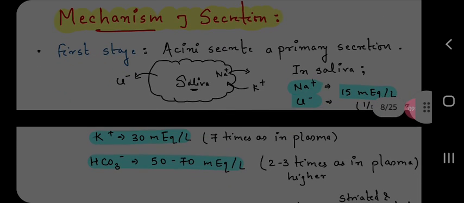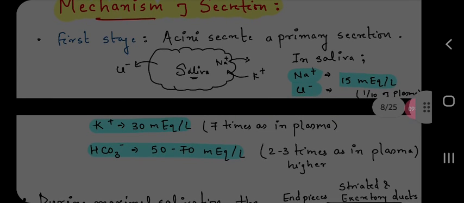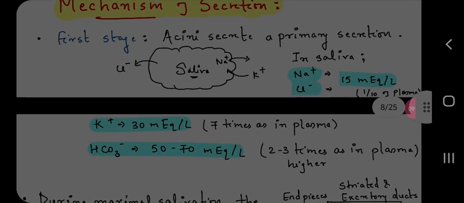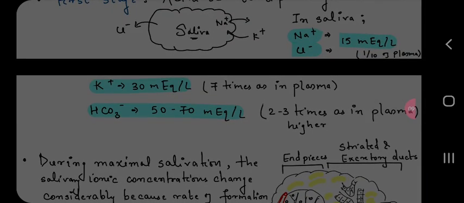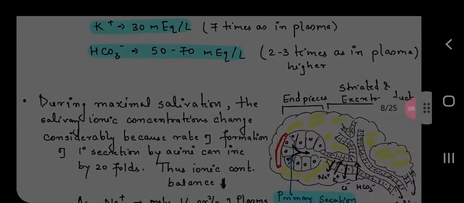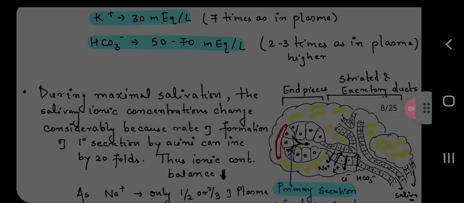Mechanism of secretion: first stage. Acini secrete a primary secretion; in saliva, Cl- out and Na+ out and K+ in. In saliva, Na and chloride are 15 milliequivalents per liter, one tenth of plasma. K+ is 30 milliequivalents per liter, 7 times as in plasma. Bicarbonate is 50 to 70 milliequivalents per liter, 2 to 3 times higher than in plasma.